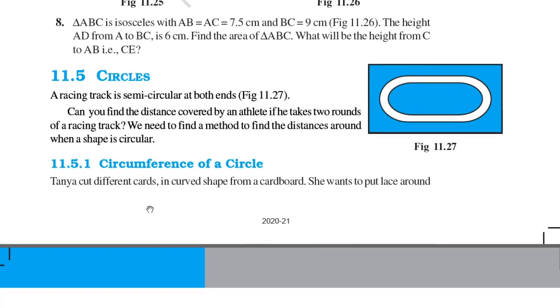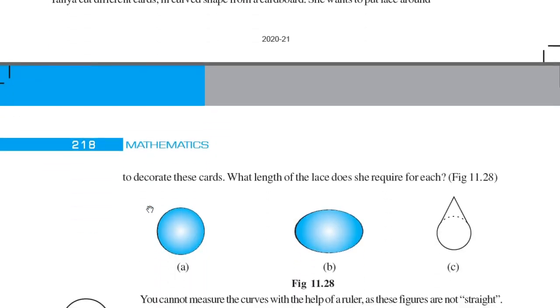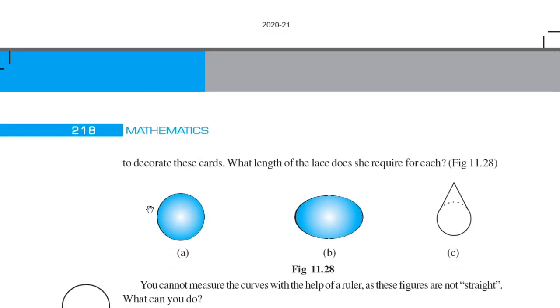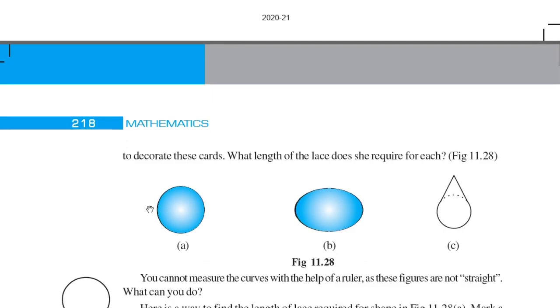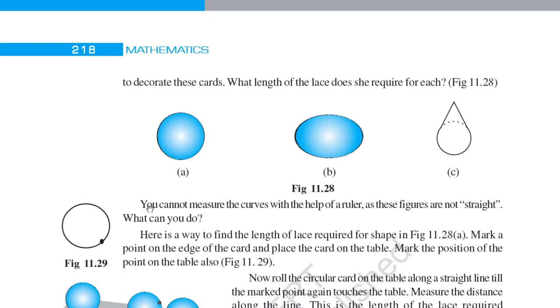Tanya cuts different cards in different shapes from a cardboard. She wants to put lace around them to decorate these cards. What length of the lace does she require for each? So you can see in the figure 11.28. You cannot measure the curves with the help of a ruler as these figures are not straight.